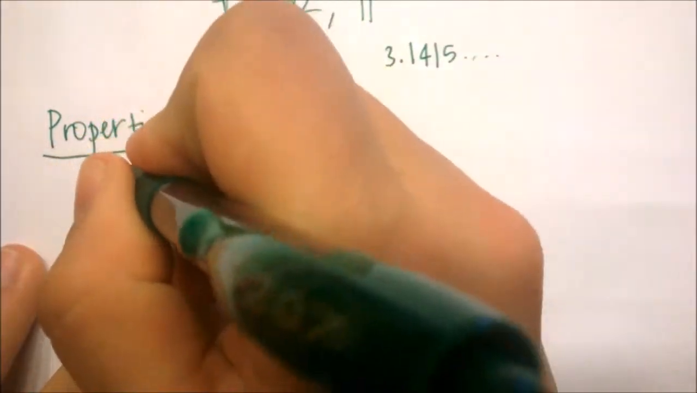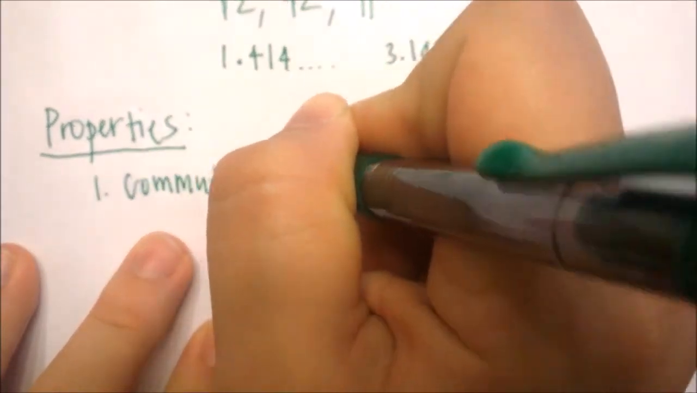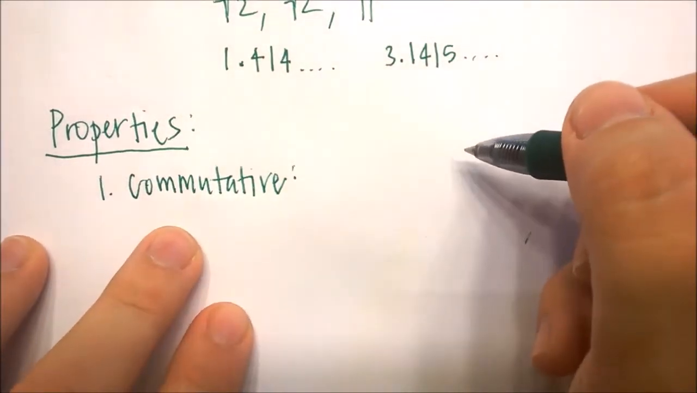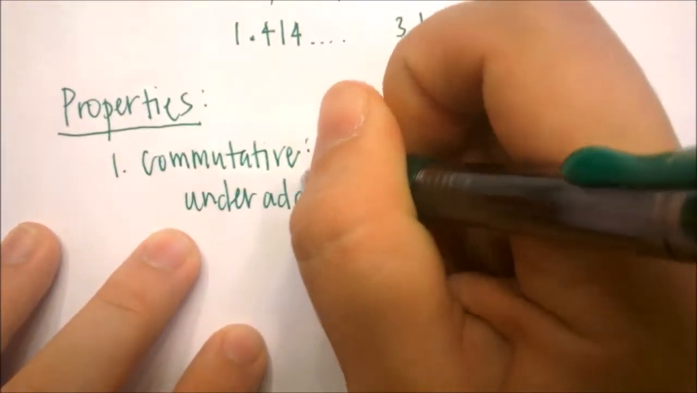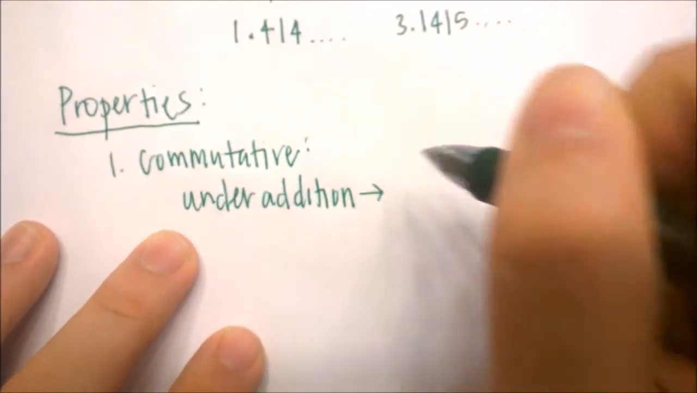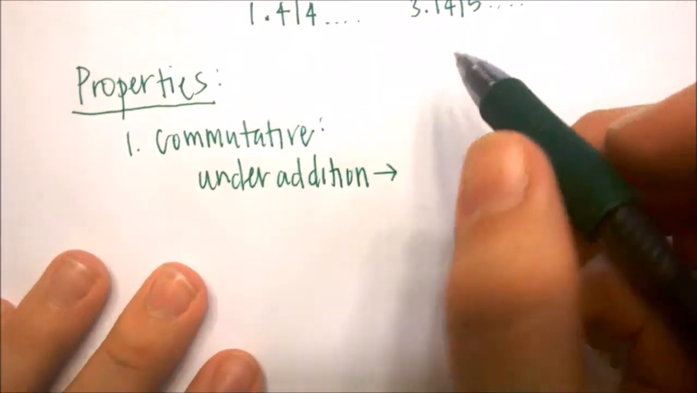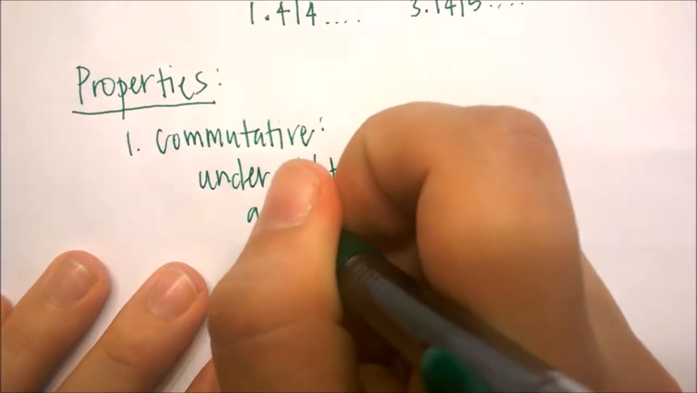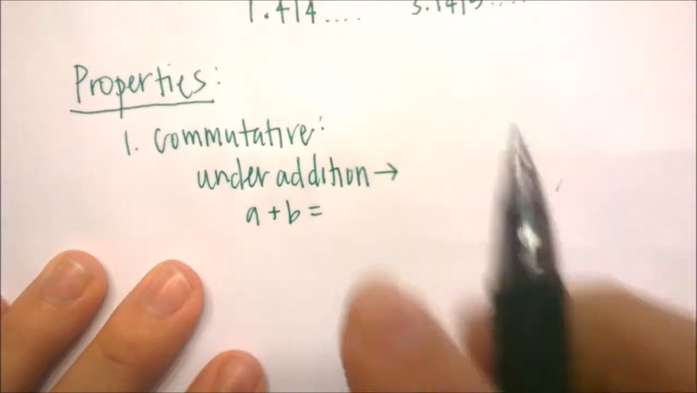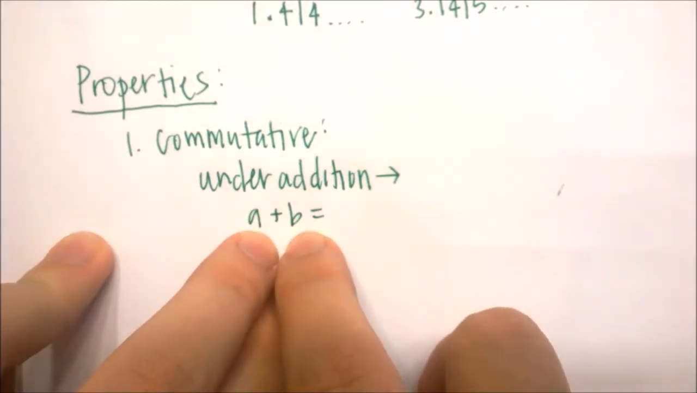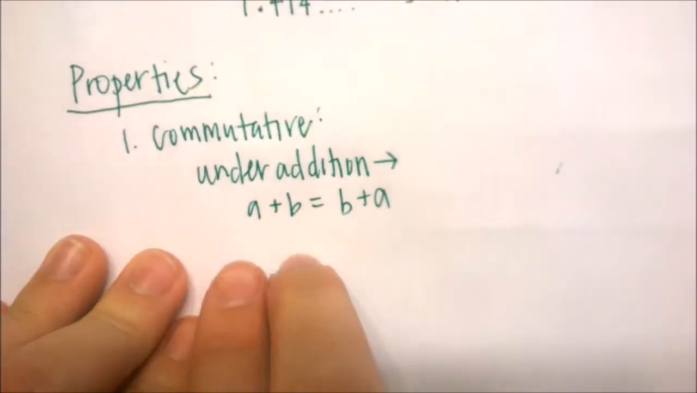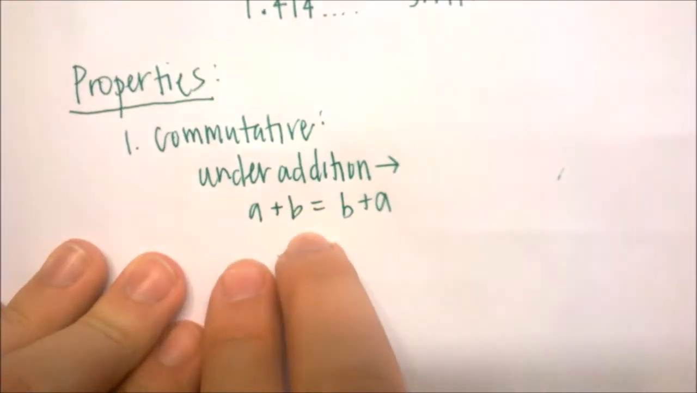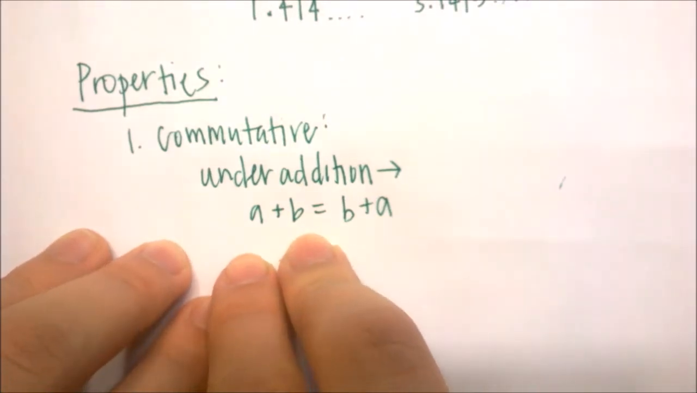So first, let's talk about what it is to be commutative. Let's first talk about it under addition. It means that if we have, in this case, two real numbers, let's say A and B, and we add A and B together, it will not change the answer if we write it as B plus A. So you can change the order and it will not change the answer.